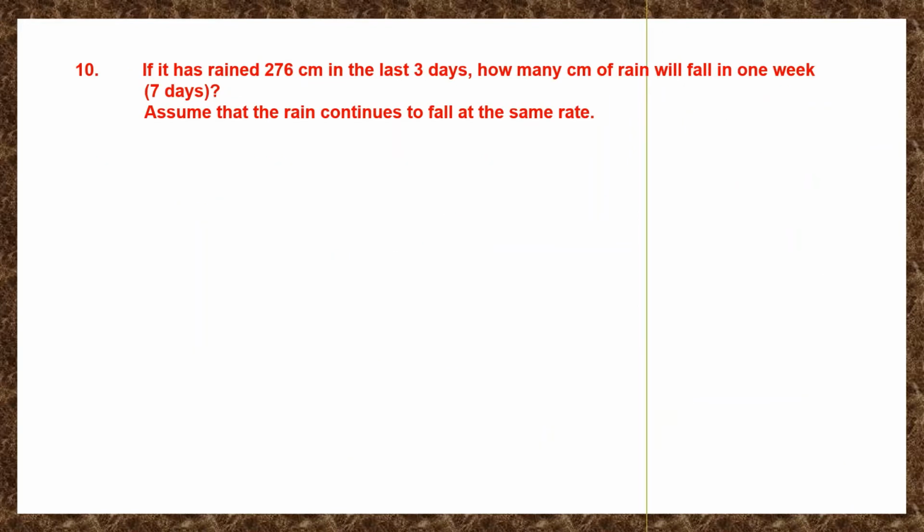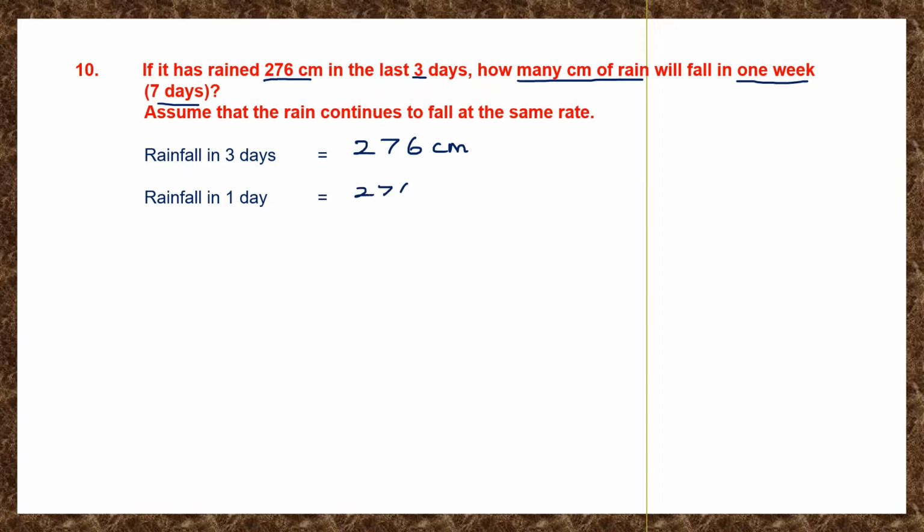Question 10. If it has rained 276 centimeters in the last 3 days, how many centimeters of rain will fall in 1 week? And 1 week is given as 7 days, as we know. Now what are we asked to find? Centimeters of rain that falls. So we're talking about the rainfall. Rainfall in 3 days is 276 centimeters. So we need to find for 1 day. That will be 276 centimeters divided by 3 days. So 276 divided by 3.